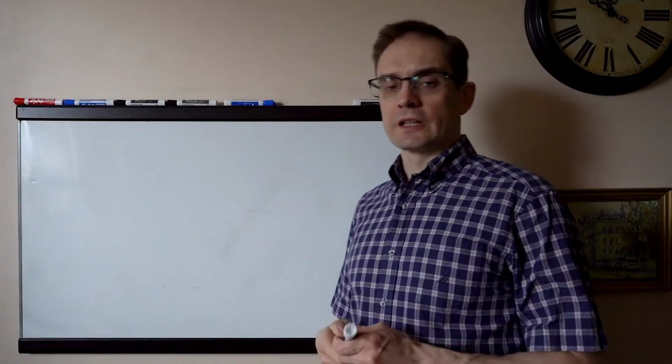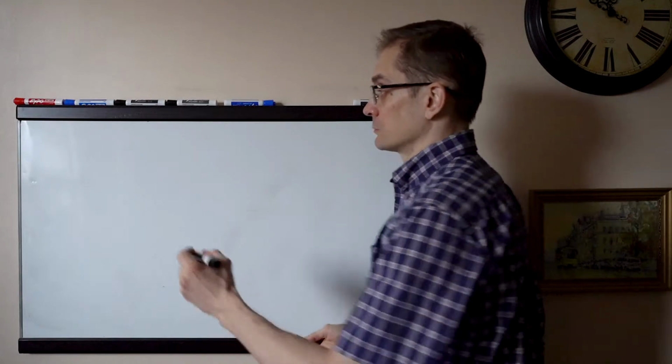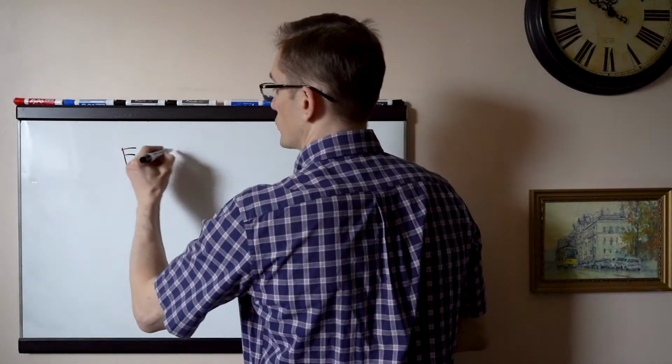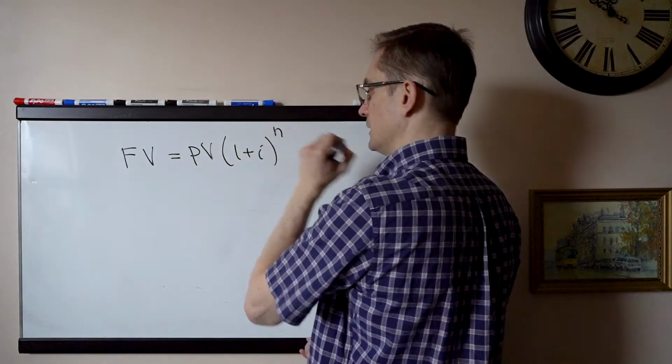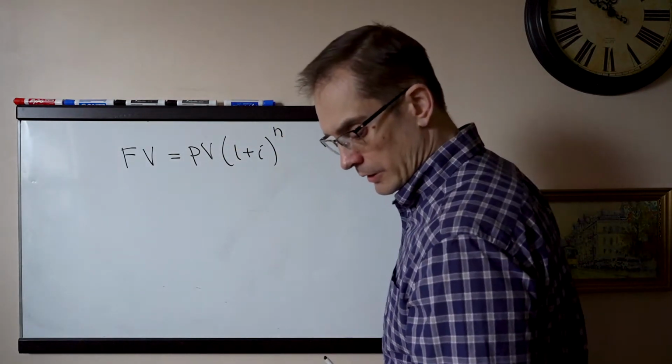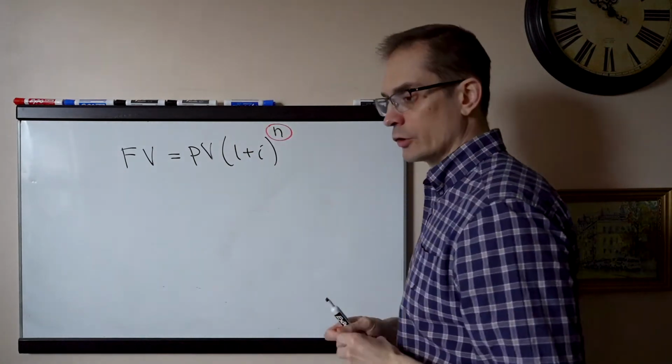Okay, our next discussion is about finding term. So again, if future value is present value times (1 + i)^n, what we are now interested in is finding this term n.